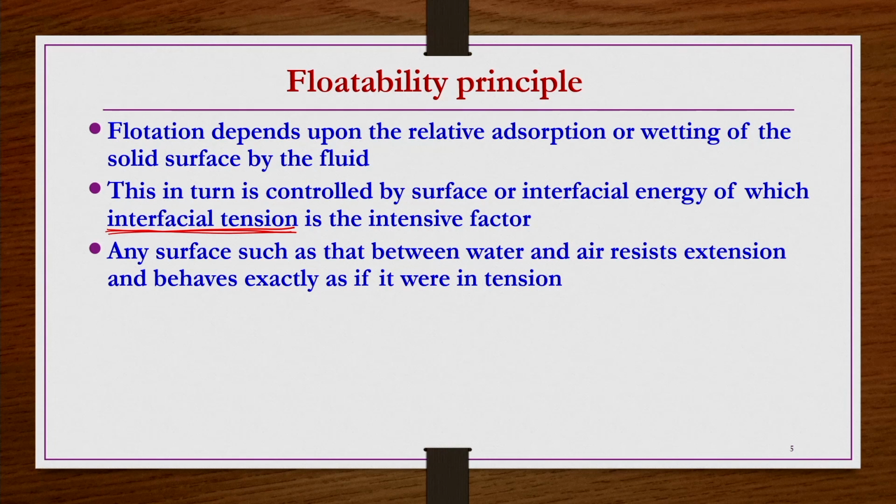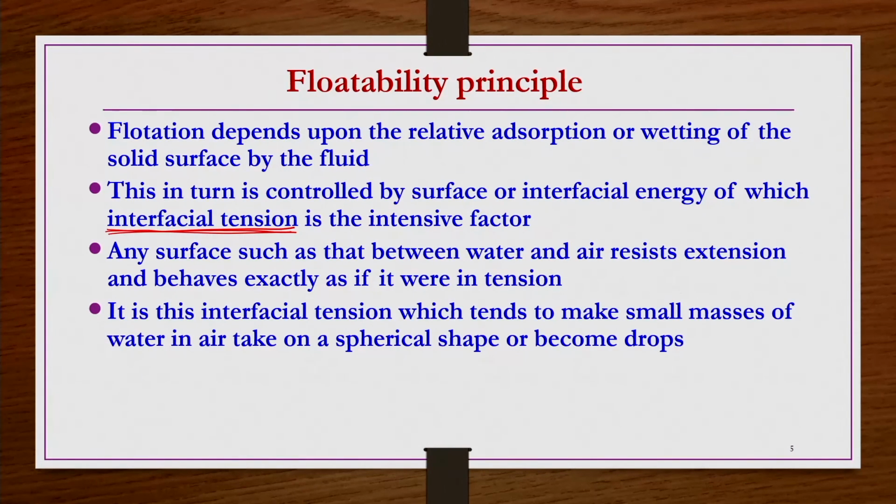Any surface, such as that between water and air, resists extension and behaves exactly as if it were in tension. It is this interfacial tension which tends to make small masses of water in air take on a spherical shape or become drops. Sometimes what we see in the air, water droplets are forming and then settling down because the water density is higher than the air density. But why is this water not falling as a sheet, why is it forming a drop? Because of this interfacial tension.